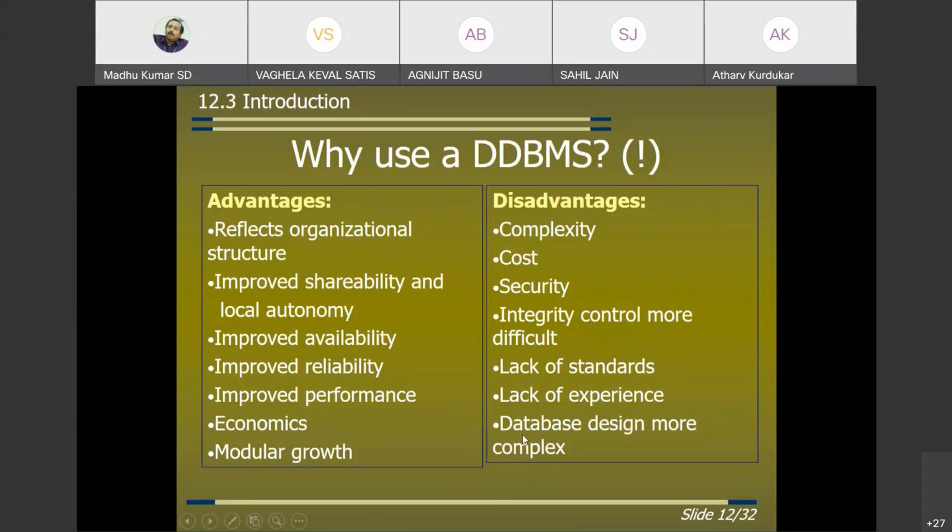So the most important thing is actually security. It will become more complex, security will be a problem, and database designs may become more complex. So these are some of the disadvantages of going for a DDBMS. Any questions on this?